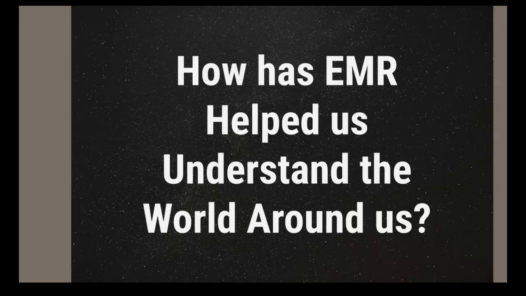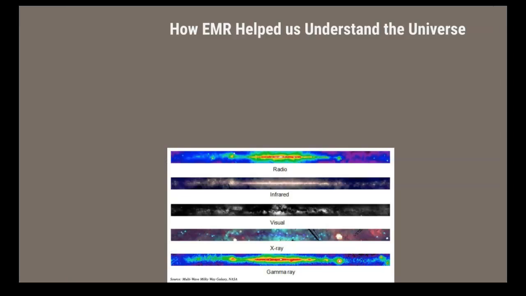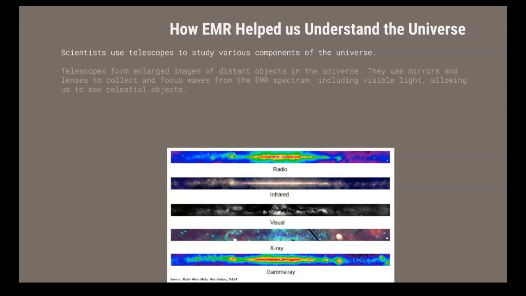So how we used EMR to actually help us understand the world around us, first talking about the universe. We will talk a little bit more about space in the coming days, but we use telescopes to study the universe. So different components in the universe, like black holes or different celestial bodies. Telescopes form enlarged images of those distant objects in the universe.